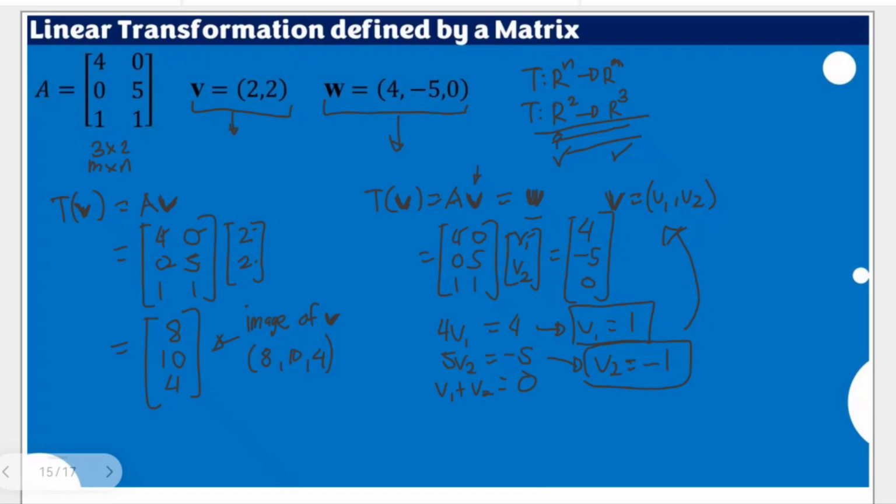But of course, you can use this as a check. v sub 1 is 1 plus negative 1, that's 0, 0. This means that these really are your components. In short, the pre-image of vector w is a certain vector v in R^2 with components 1 and negative 1. So this is how we solve the image and pre-image of a linear transformation defined by a matrix. Thank you very much for watching.